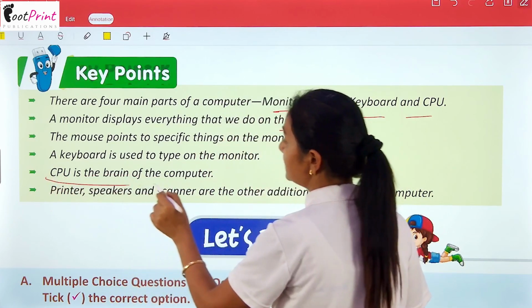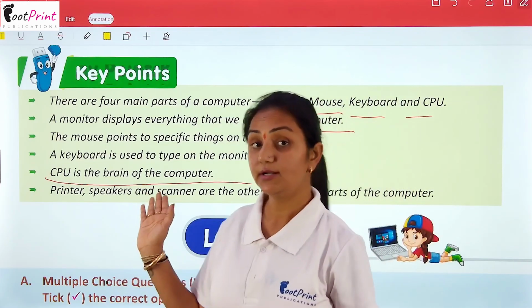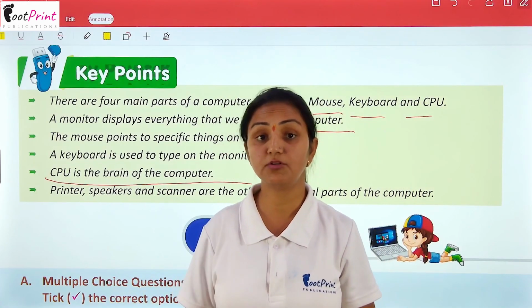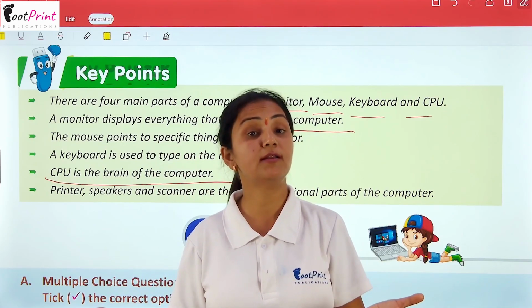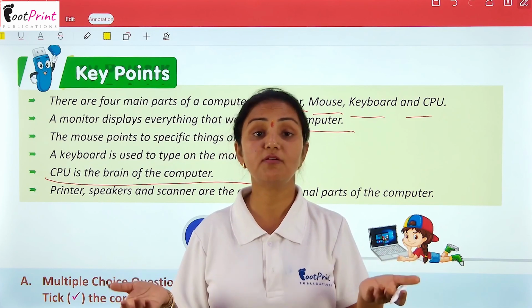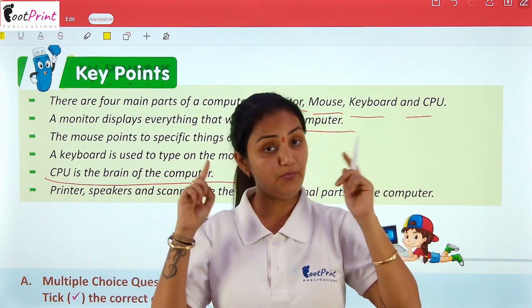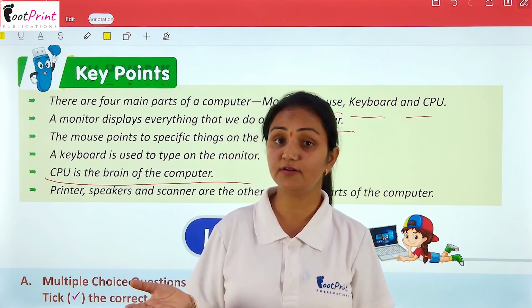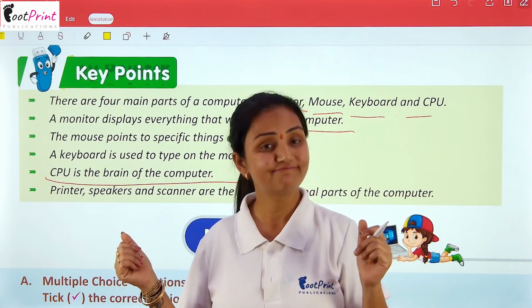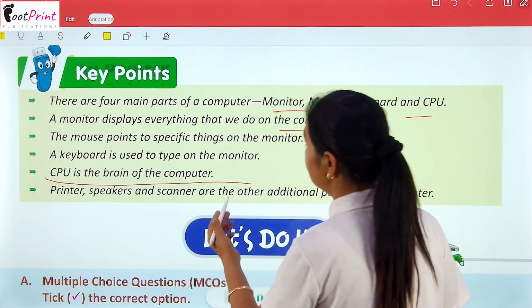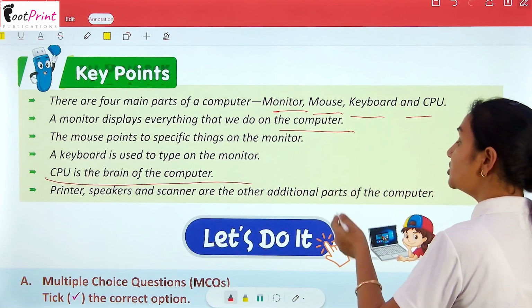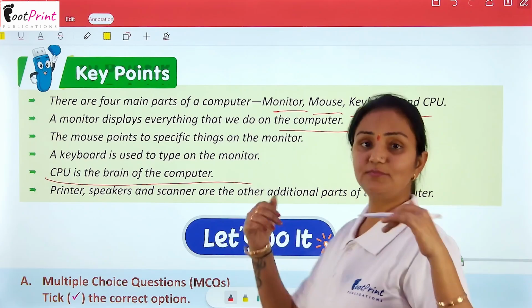Yes, CPU is the brain of the computer. I am underlining this line for you because you have to keep this statement in mind that CPU is the most important part of the computer. Why? Because it is the brain of the computer. If the brain is not correct, then we can't work on the computer properly, right? Printer, speaker and scanner are the other additional parts of the computer.